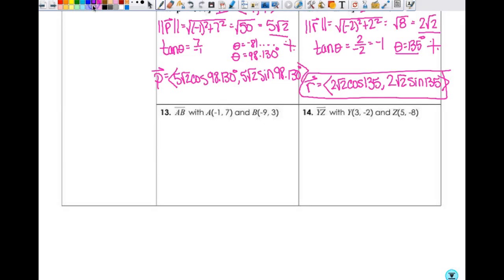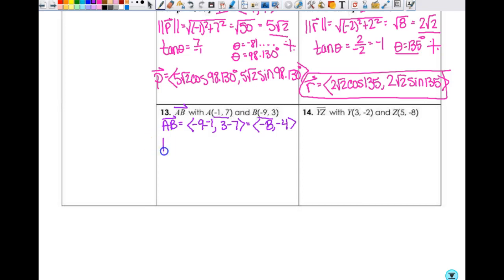Here's my vector AB, with this being A and this being B. Remember, the order does matter here. This has to be x1, y1. This has to be x2, y2. So before I do anything, I have to find my vector. So that's going to be equal to negative 9 minus a negative 1, and 3 minus 7. So that's going to be negative 9 plus 1, so that's negative 8. 3 minus 7 is negative 4.